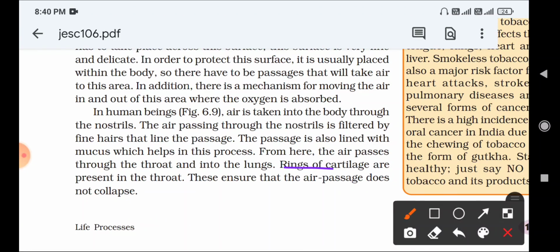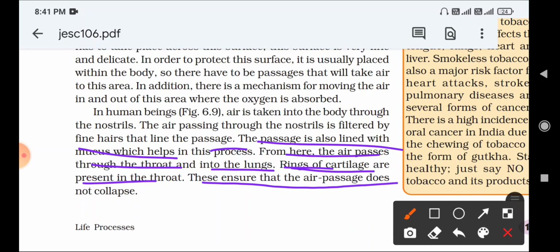The passage is also lined with rings of cartilage. From here, the air passes through the throat and into the lungs. The rings of cartilage are present in the throat. These ensure that the air passage does not collapse. Here, one important question comes up: what is the function of rings of cartilage? We can write: rings of cartilage are present in the throat; these ensure that the air passage does not collapse. This is the function of rings of cartilage.